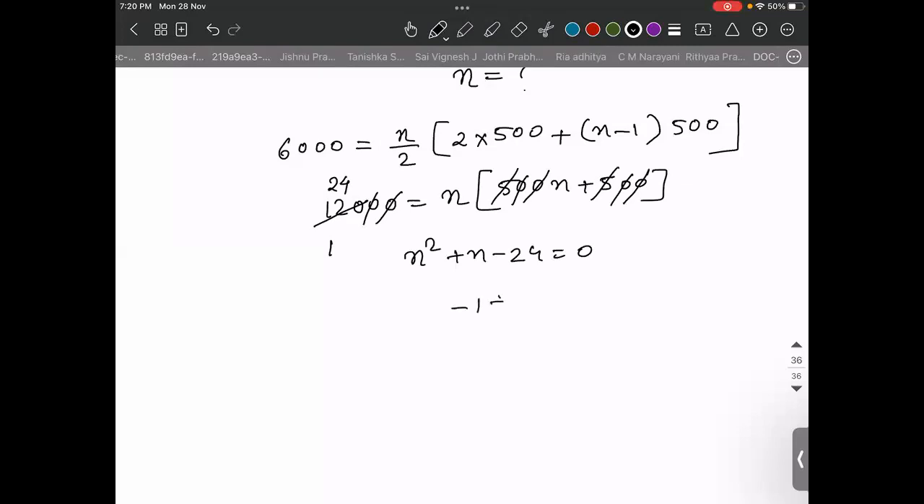n equals minus b plus or minus square root of b square minus 4... It will be plus, no? It is plus, right? Yeah, it is plus. 96, right? Upon 2. Isn't it? Is it correct? 97, how do you get 97?